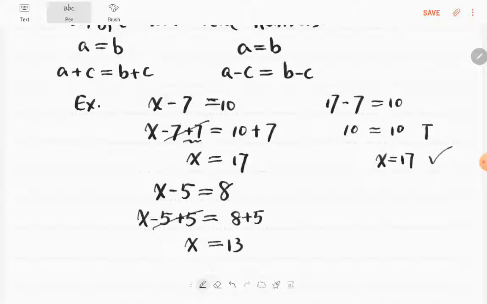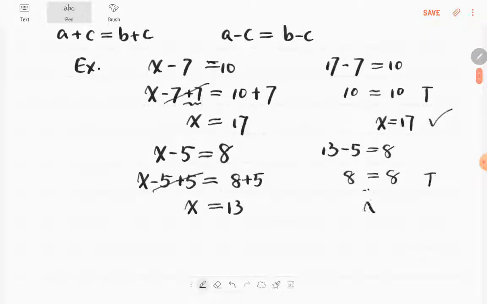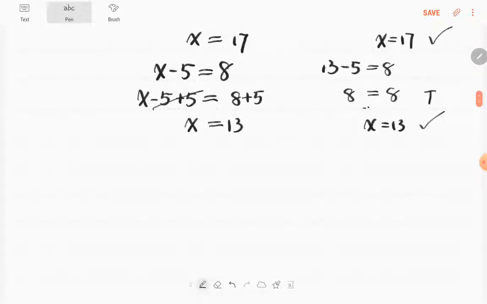We can do the same thing for the second equation. How can we test if 13 is our solution? We just use 13 to replace x. Now x minus 5 will be 13 minus 5. Then we check the left side. Left side, we get 8. Then we check the last statement. 8 is equal to 8. Yeah, it's true. So we confirm 13 is our solution.